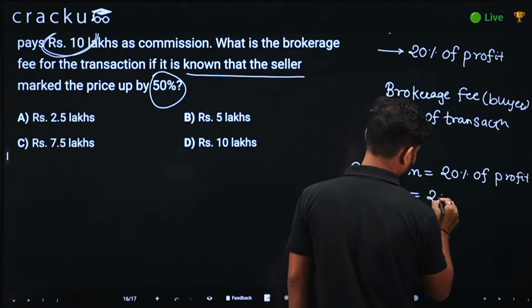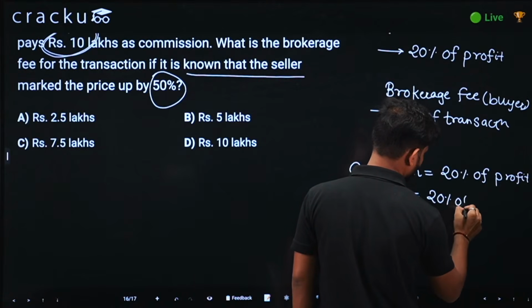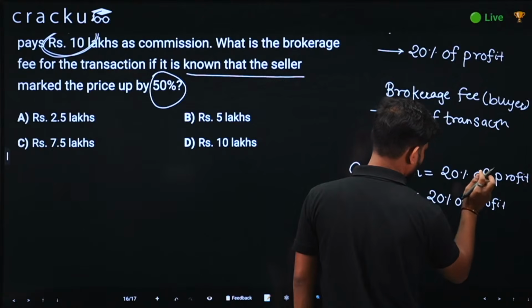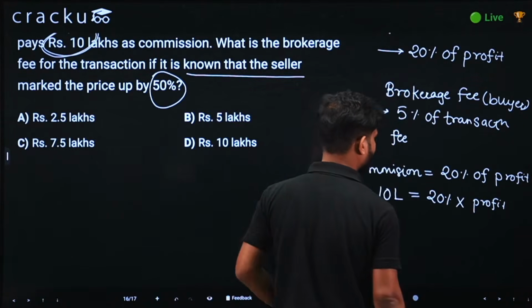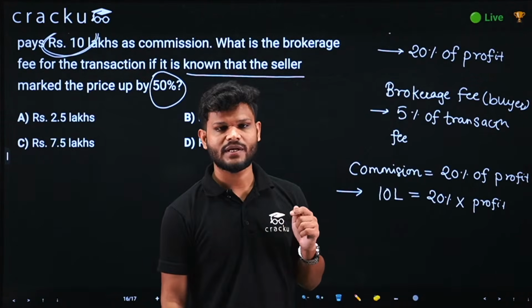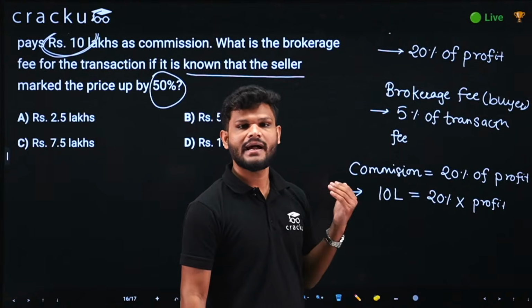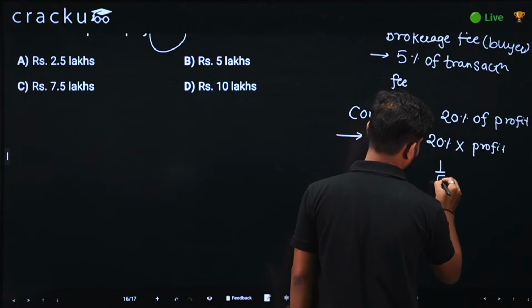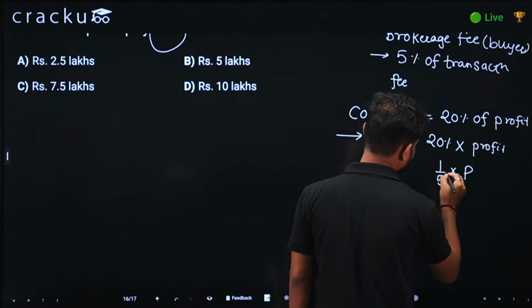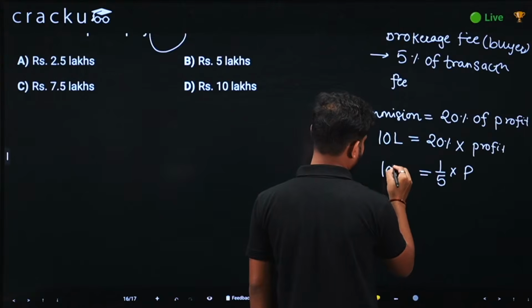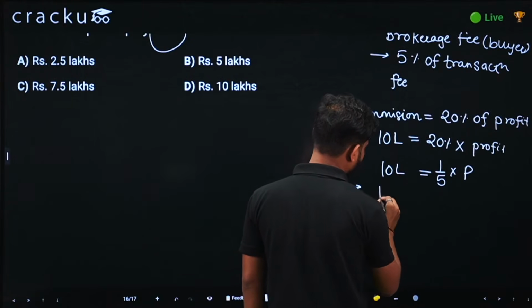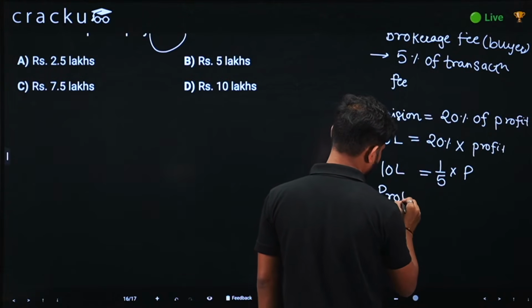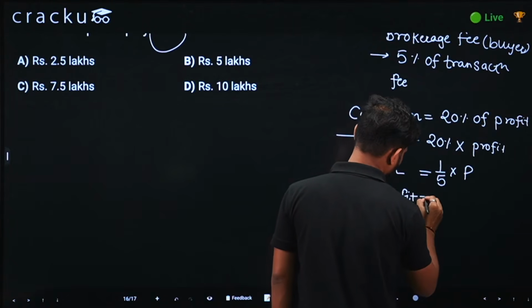10 lakhs is 20% of profit. So it is nothing but 20% into profit. What is 20%? 20% is 20 by 100, and 20 by 100 is nothing but 1 by 5. So 1 by 5 into profit, let us say P, is equal to 10 lakh. So how much profit did he earn? Profit he earned is 50 lakh.